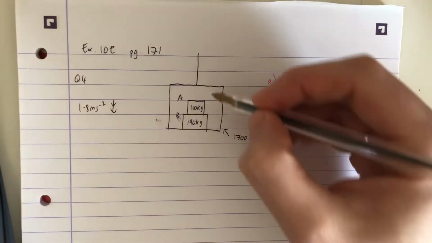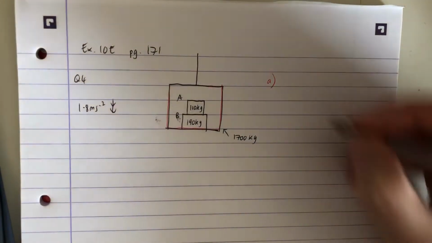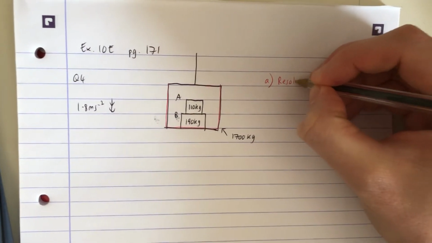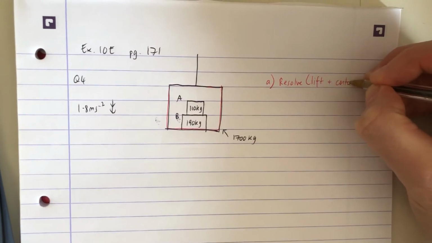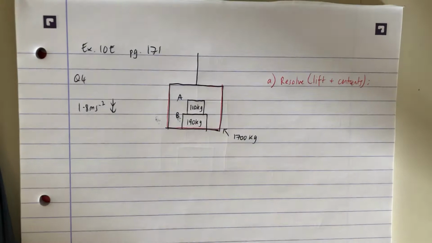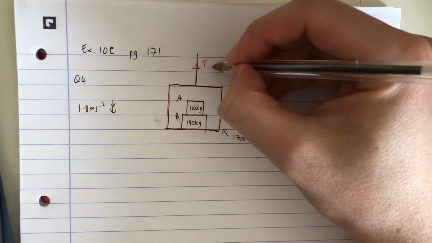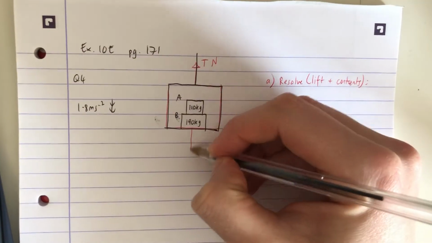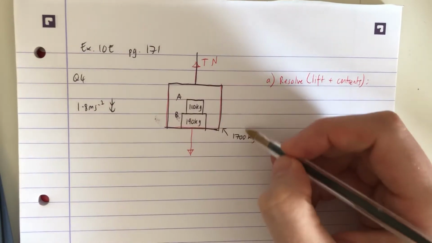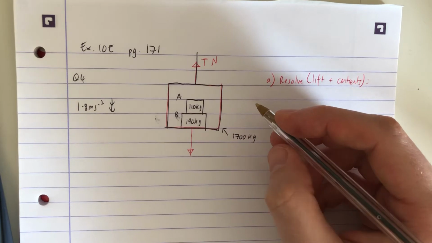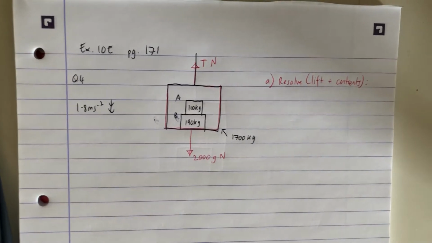The best way to do this is to treat the lift and its objects as one particle. So we're going to resolve the entire lift plus its contents as one object. So, forces acting on the lift and its contents. Tension in the cable. The other thing is the mass or the weight of the lift and its contents, which would be all of the masses plus the mass of the lift added together times g, so 2,000 g newtons, and that is it.